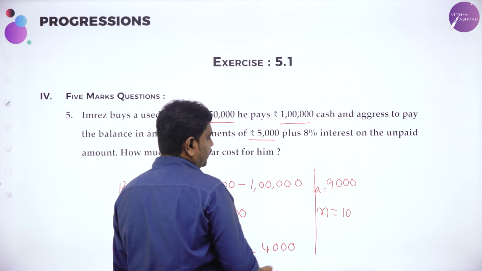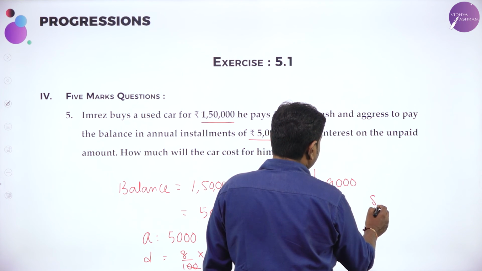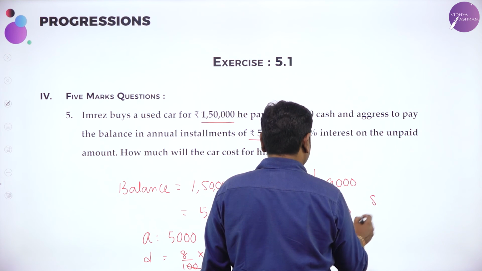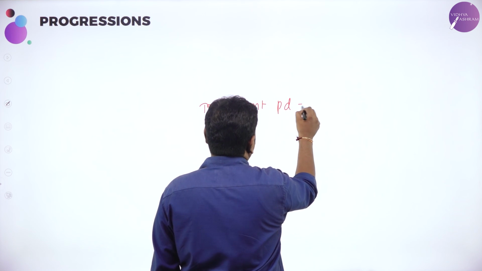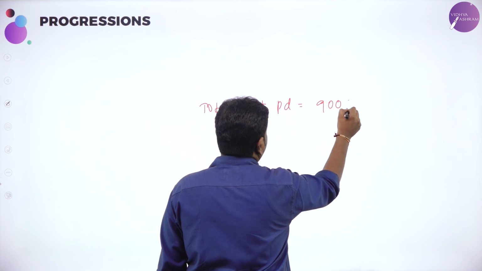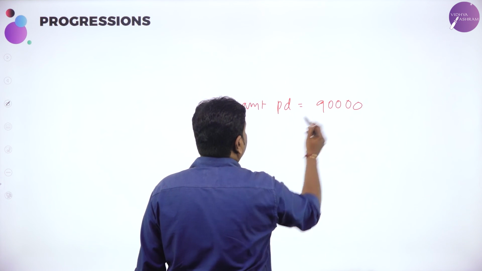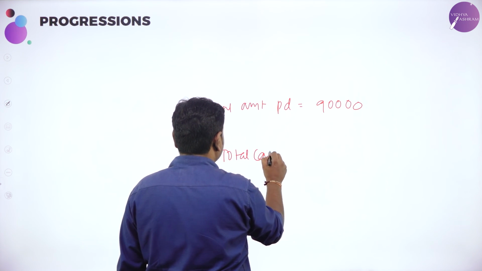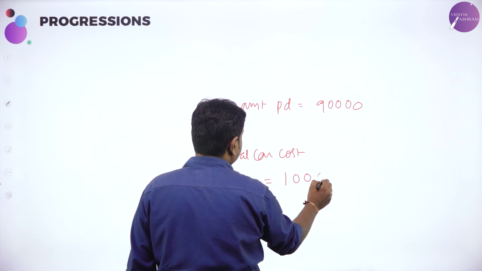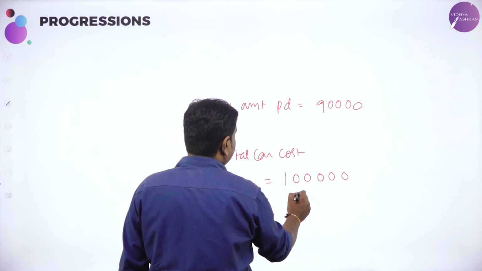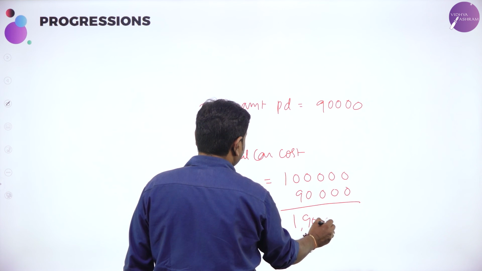So now what is SN? He'll pay 90,000. So total amount paid is equal to 90,000. Per installment 9,000, 10 installments, because he has to pay with interest. So total car cost is, he paid 1 lakh cash and then he paid 90,000 rupees. So total it is 1,90,000 rupees for him.